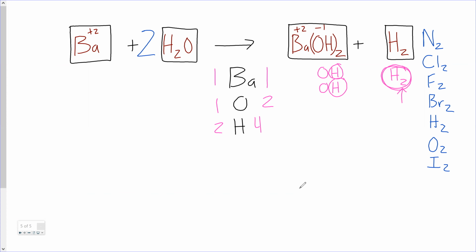We're going to count again. This 2 gets distributed all the way through this box. So you would do 2 times 2 to get your hydrogens and 2 times, remember there's an understood 1 right here to get your oxygens. So that would give me 2 oxygens and 4 hydrogens, and that is balanced. Excellent. Fantastic. Okay. All right.